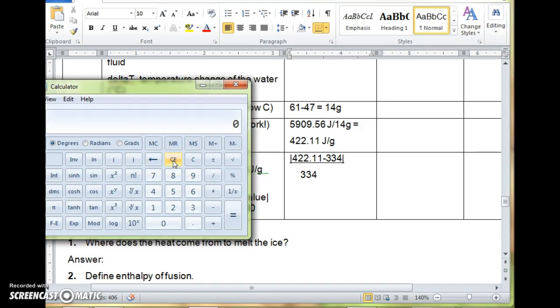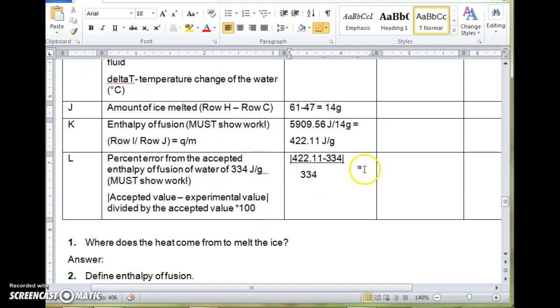Oops, let's try again. 422.11 minus 334, and then I'm going to divide it by 334, and I get 0.26. And then I want to times it by 100 to change it into a percent. So if we times it by 100, what percent do we get? 26%. So we had a 26% error. So not the worst in lab.